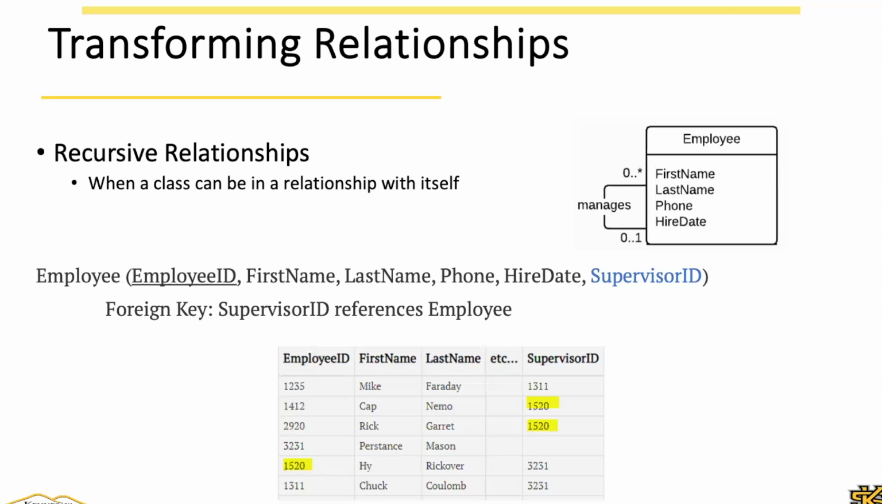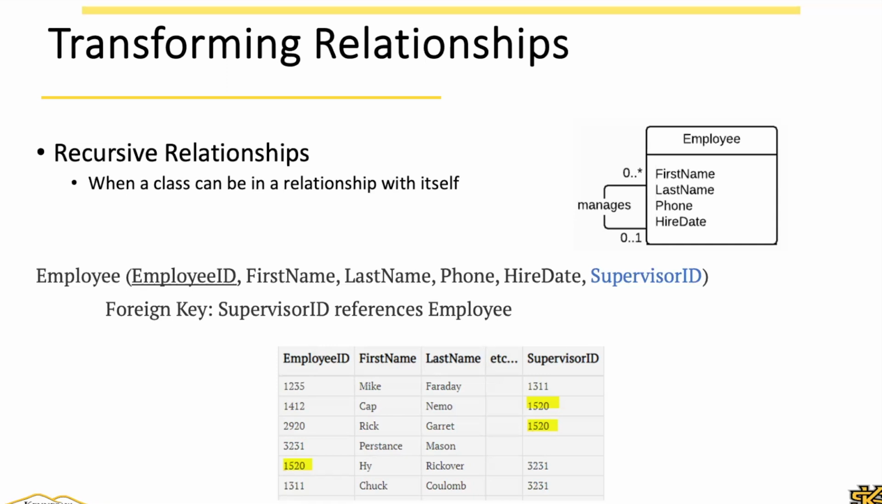Now let's discuss how to convert or transform a recursive relationship into a relational schema. Recursive relationships occur when a class has different roles within itself. For example, in an employee class, an employee can also be a manager or supervisor. From a logical perspective, a manager is also an employee, so this creates a recursive relationship where the class is related to itself.